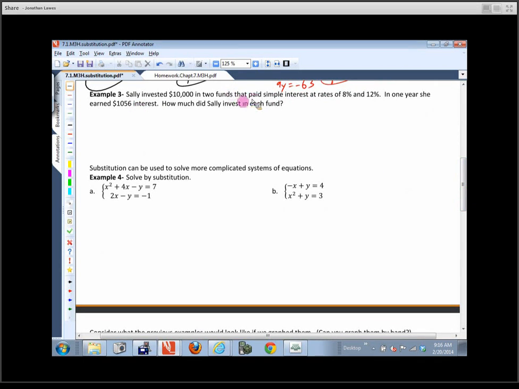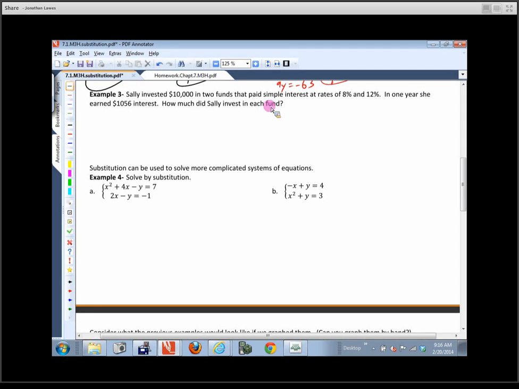Story problem, but we're going to solve this using a system of equations. Sally invested $10,000 in 2 funds that paid simple interest at rates of 8% and 12%. In 1 year, she earned $1,056 in interest. How much did Sally invest in each fund?